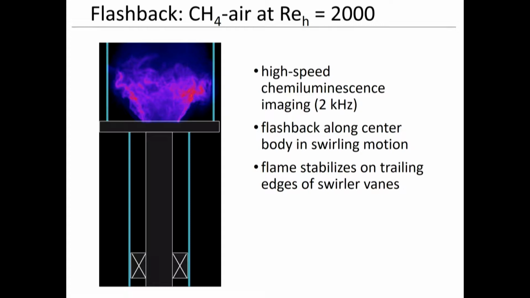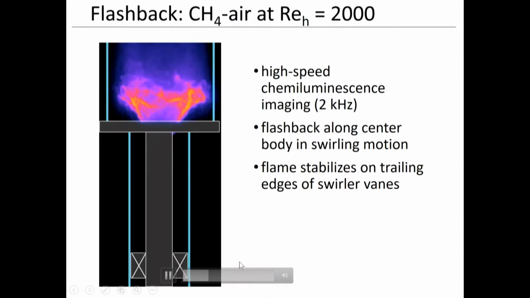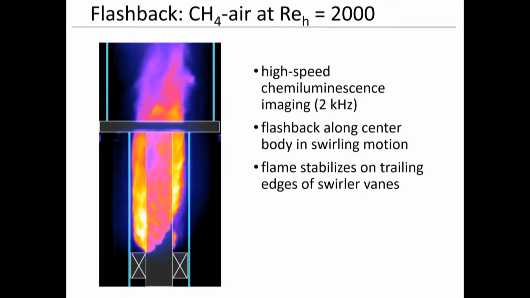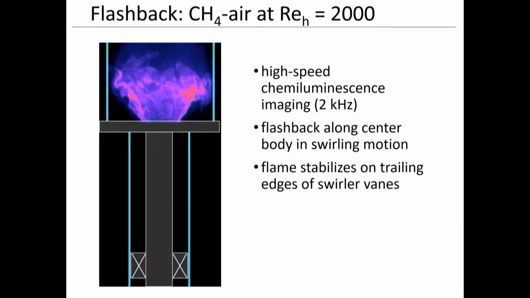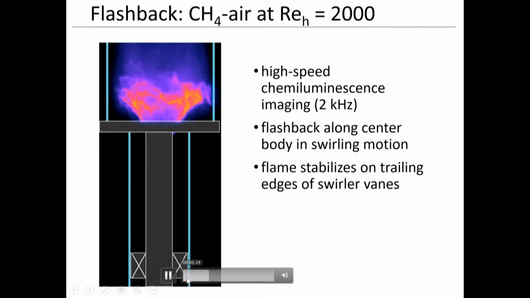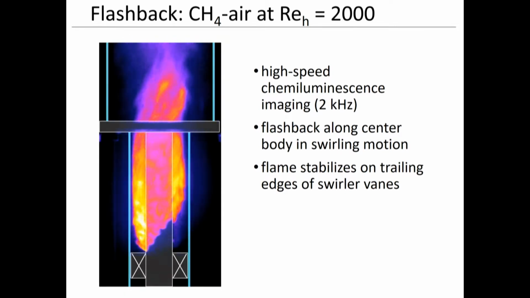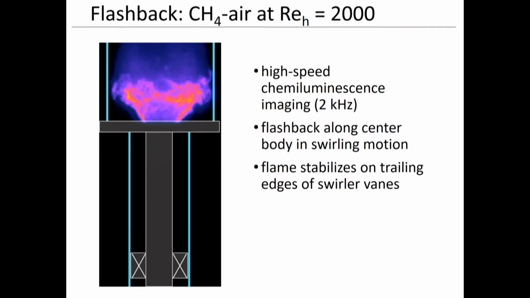This is what it looks like with high-speed imaging, 2 kilohertz imaging. So this is the stable flame. I don't know why it's jumping. Now it swirls around, and that's really strange, it's not supposed to be so jumpy. You can see these tongues of flame that lead, and then they rotate around.